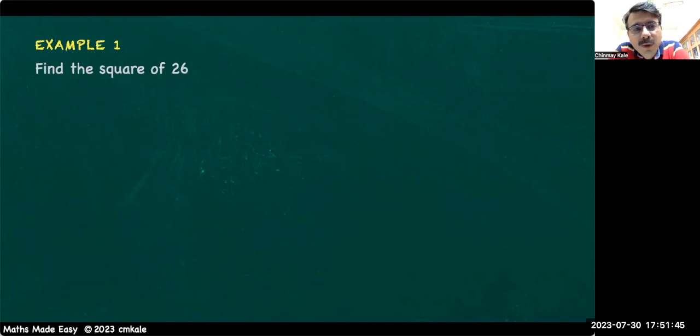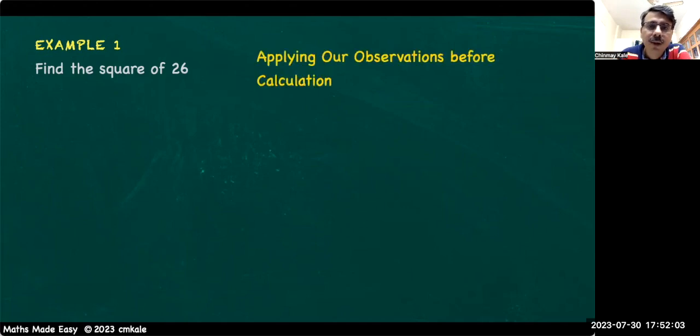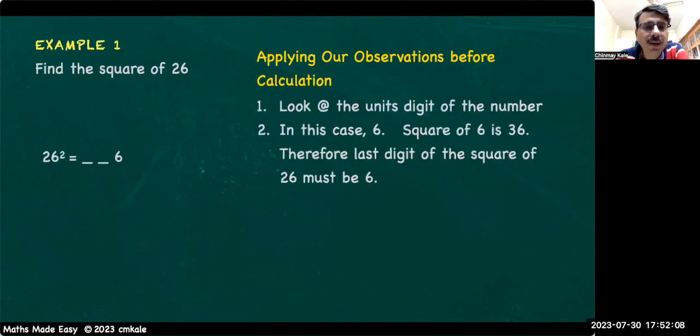Now let us apply some of these observations to find the square. Here I'm not actually finding out the square of these numbers, but we are going to look at how to apply some of the observations we have made so far, which can help us arrive at the answer before we even start the calculations, right? So let us look at that. We need to figure out what is the square of 26. So what is the first step? Look at the units digit of this number, which is 6. Square of 6 is 36, which means that now we know that the last digit of the answer we want has to be 6, and it cannot be anything else.